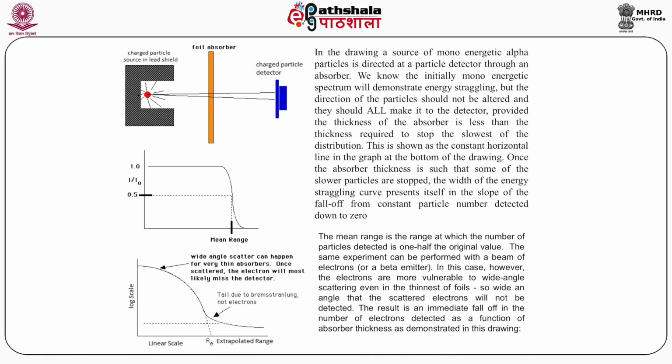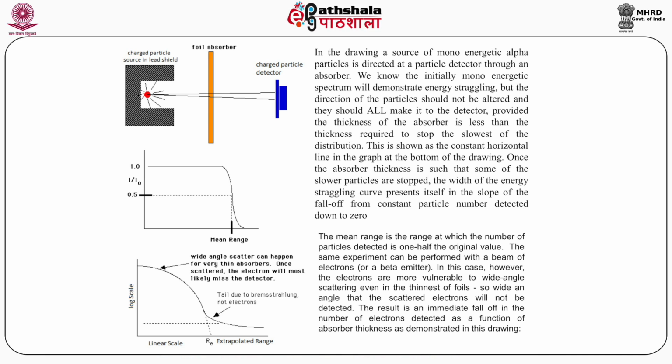Once the absorber thickness is such that some of the slower particles are stopped, the width of the energy straggling curve presents itself in the slope of the fall-off from constant particle number detected down to 0. Now in this graph we see that there is a sharp fall and then there is a very small penumbra in the graph. The mean energy in the range is at which the number of particles detected is 1/2 the original value. The same experiment can be performed with a beam of electrons or beta emitter.